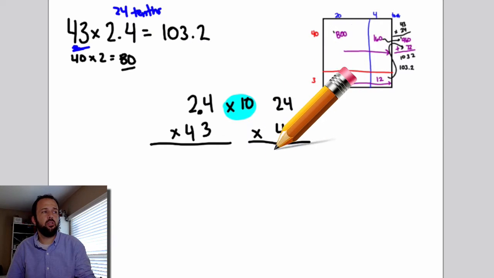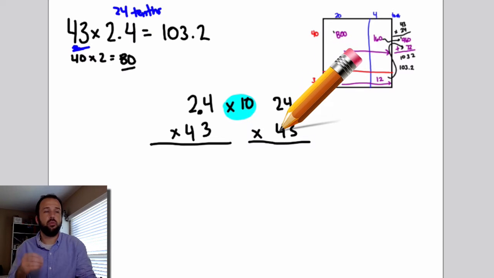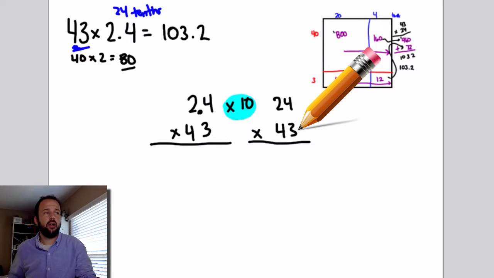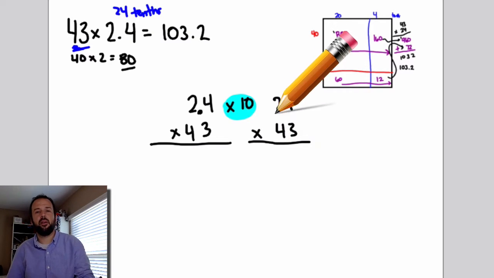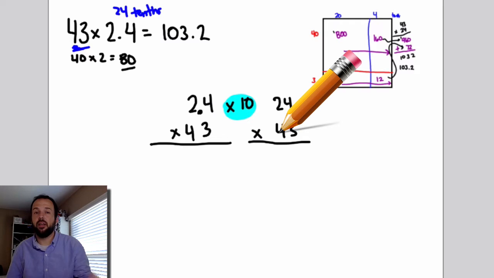So now we're going to use the standard algorithm to multiply 24 by 43. What the standard algorithm means is I'm going to do my ones times my ones, ones times tens, tens times ones, and tens times tens. A lot of steps in there, but I'm going to try to outline it in different colors so we can see what's going on and make sure it stands out.